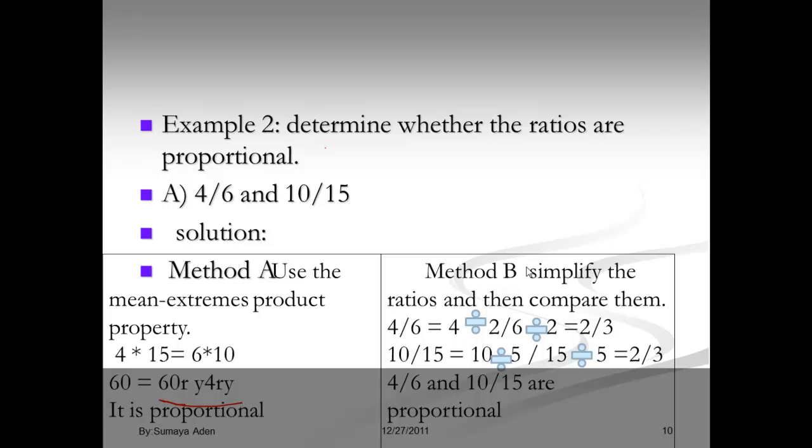Method B simplifies the ratios and then compares them. 4 over 6 equals 4 divided by 2 over 6 divided by 2, which equals 2 over 3. 10 over 15 equals 10 divided by 5 over 15 divided by 5, which equals 2 over 3. 4 over 6 and 10 over 15 are proportional.